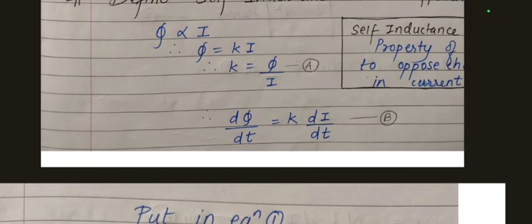Remember, as phi is equal to k into I, just write it in derivative form. So d phi by dt is equal to k into di by dt. We are not giving d by dt to k because it is constant, remember. So d phi by dt is equal to k into di by dt. This is your second equation.